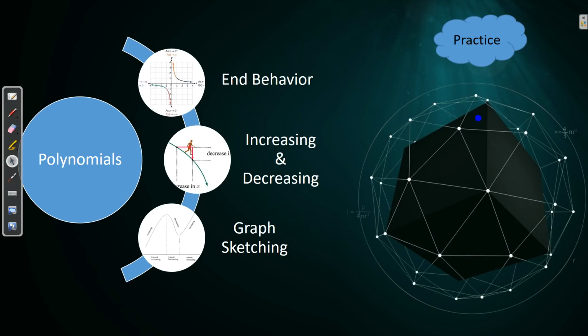In this video we're going to take a look at some characteristics of polynomials. Mainly we're going to be taking a look at polynomials' end behavior, when they are increasing and decreasing, and then how we can use that information to sketch a graph of a polynomial function. First though, let's make sure we understand what we mean by a polynomial.